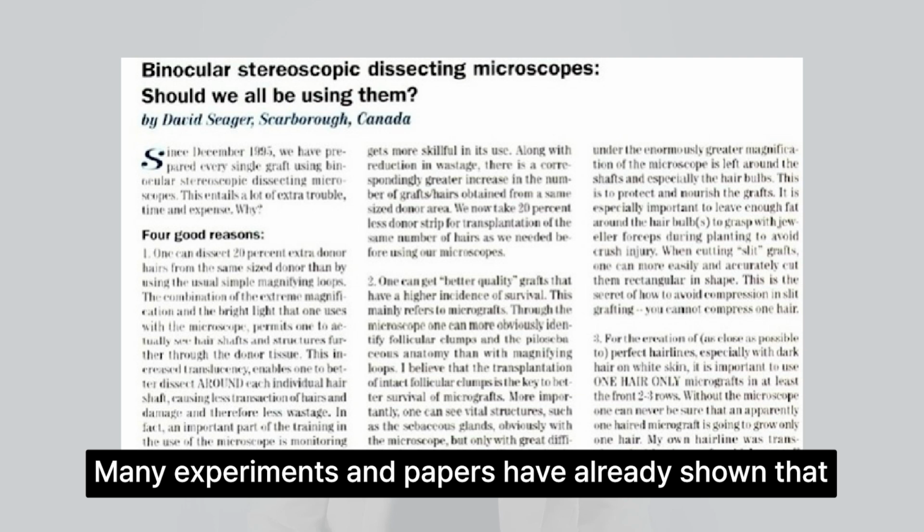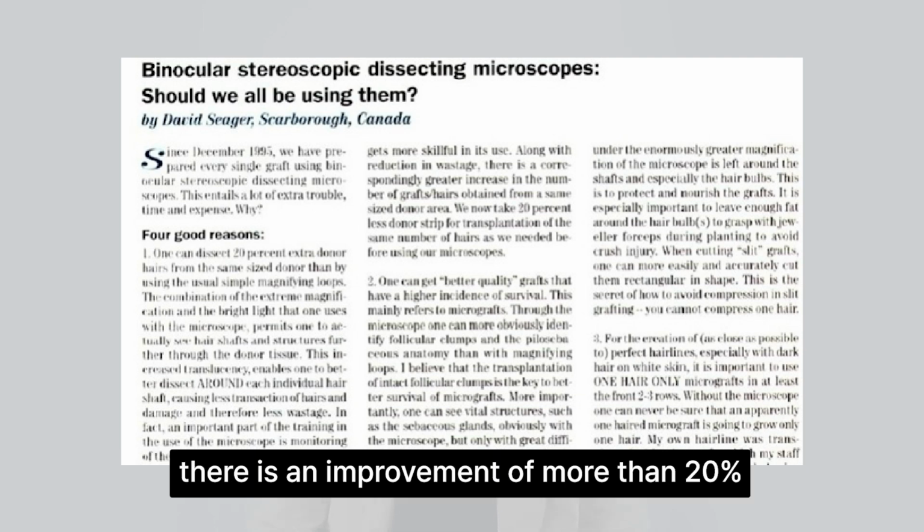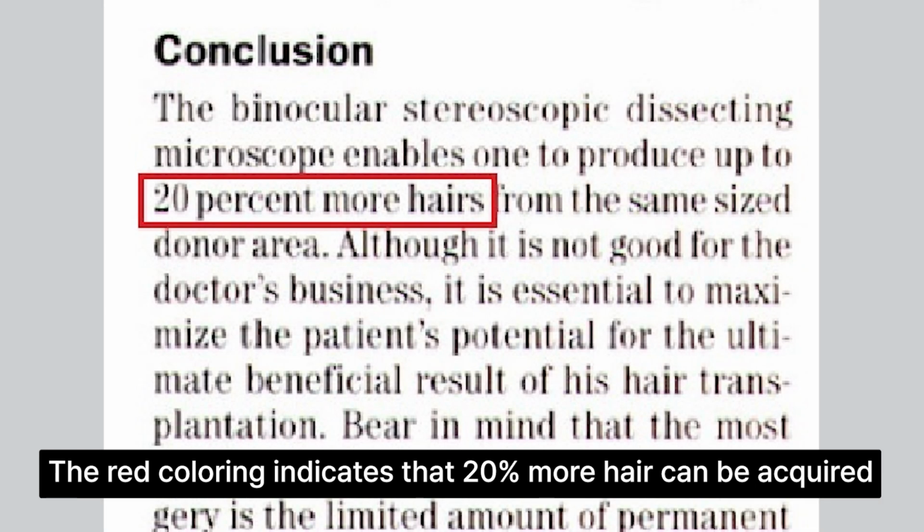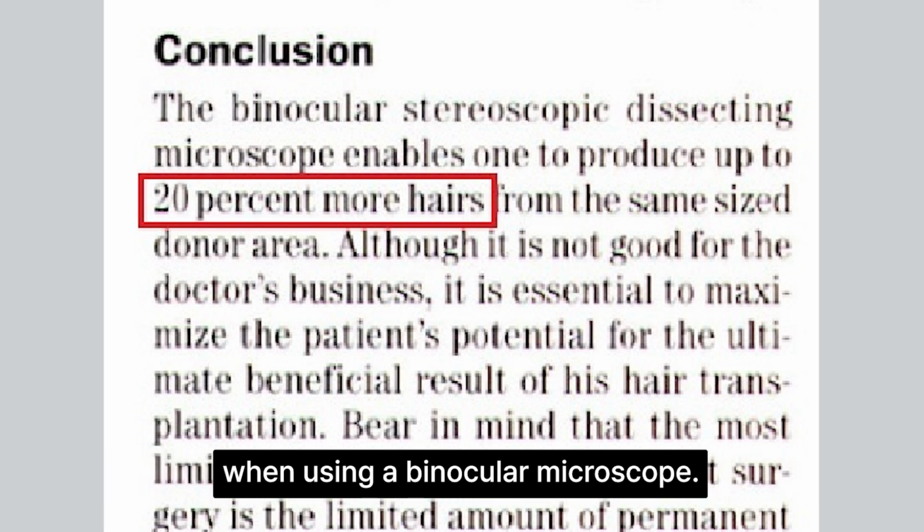Many experiments and papers have already shown that there is an improvement of more than 20% when using a microscope. The red coloring indicates that 20% or more hair can be acquired when using a binocular microscope.